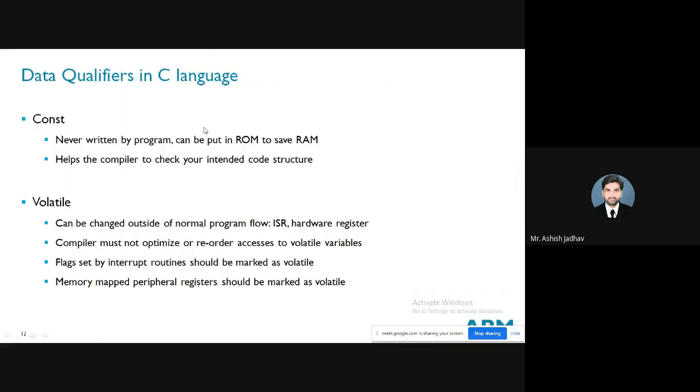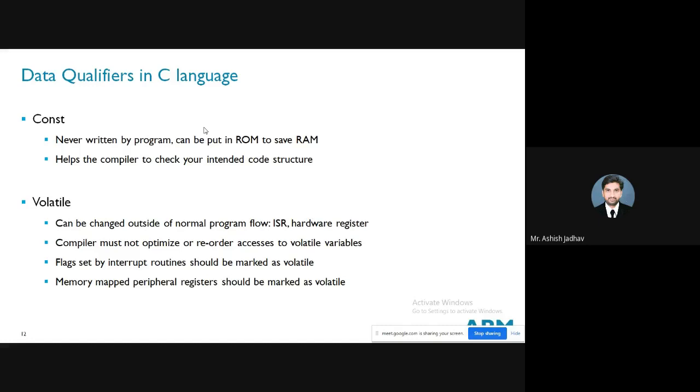Next, now let us understand different data qualifiers in a C program. Here we have data qualifiers like constant and volatile. So let us understand the constant first. Constant is never written by the program. Keep it in mind. Constant is never ever written in a program. This constant can be put in a ROM to save the RAM. It helps the compiler to check your intended code structure.